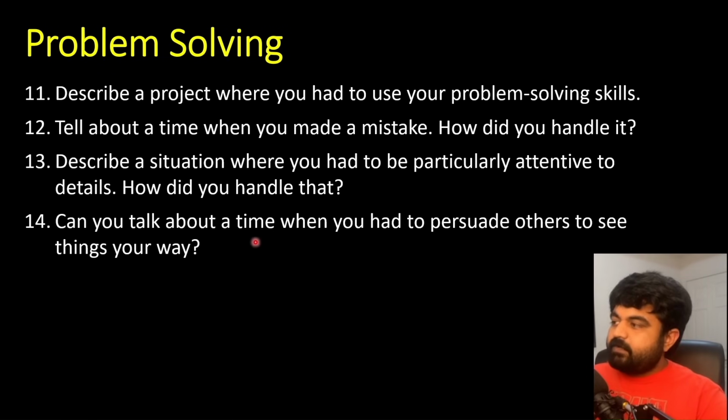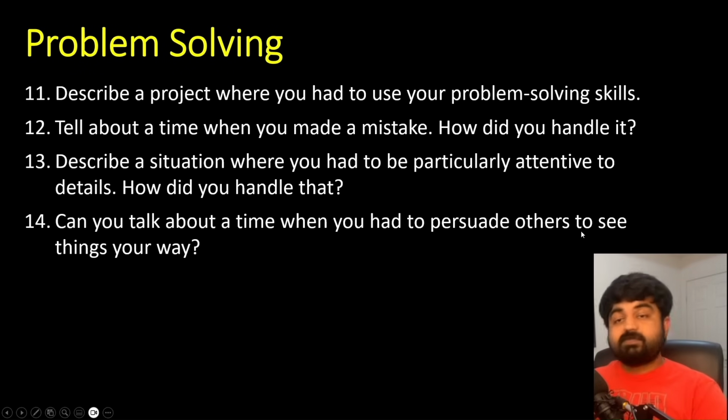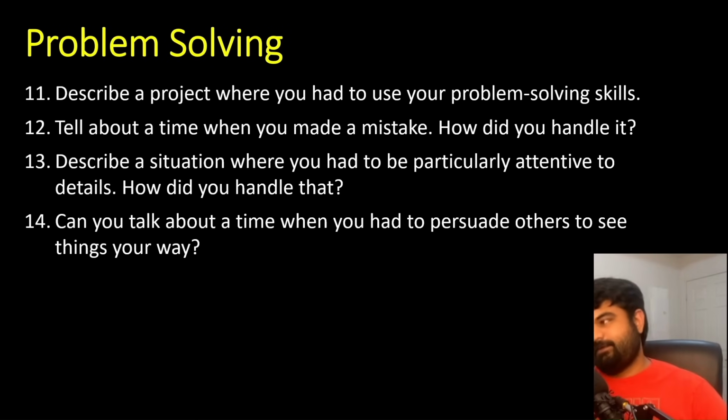Next is, can you talk about a time when you had to persuade others to see things your way? Why did you have to persuade others? That is the background, and now you understand the point of the whole question. Why did you have to persuade others? What was their approach and how was your approach different? How was your approach going to be more sensible compared to the other ones? How did you explain that to them?